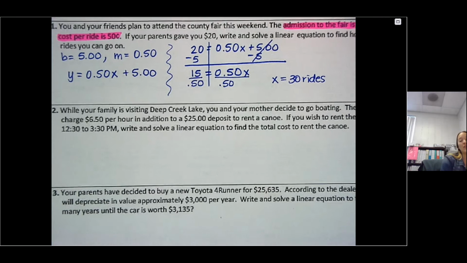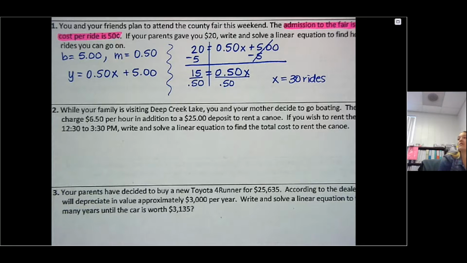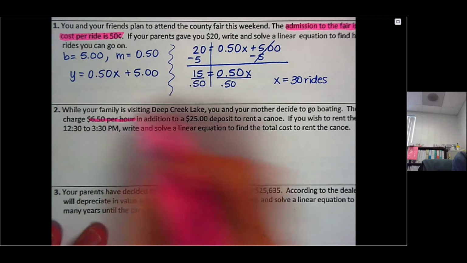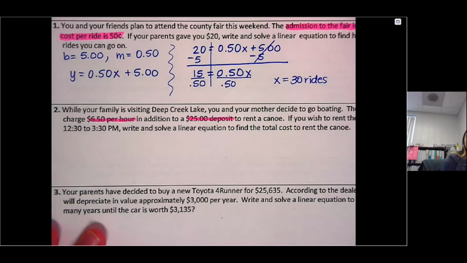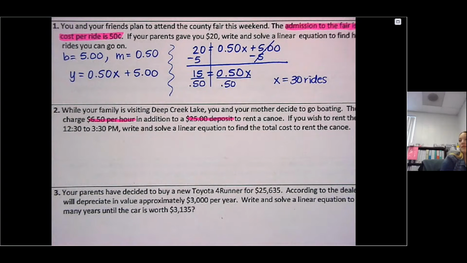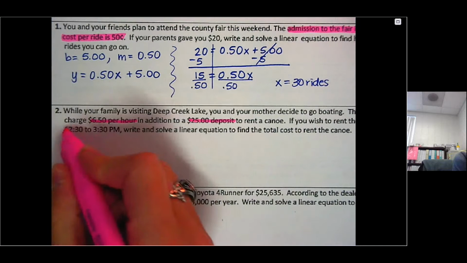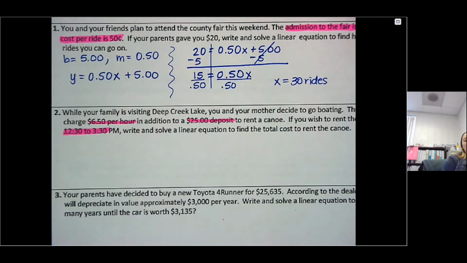Well, actually, before I do that, I should probably highlight some important info. What's some important information in that problem? Yep. $25 deposit. There's one more important piece of information. Yeah, I'm going to use the canoe from 12:30 to 3:30. How many hours is that? It's 3 hours. Yep, so that's important.